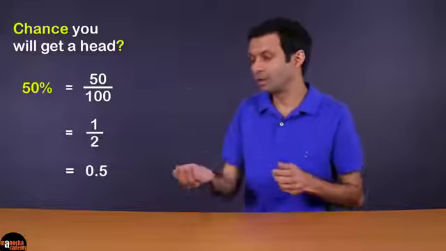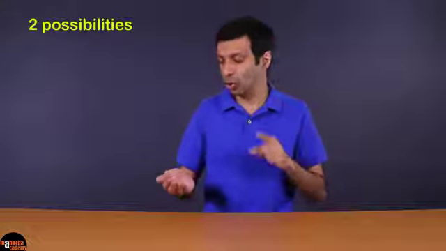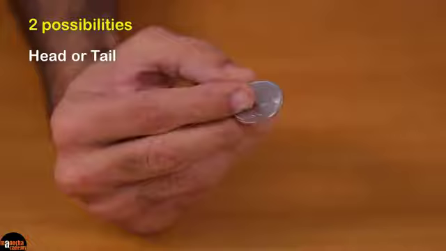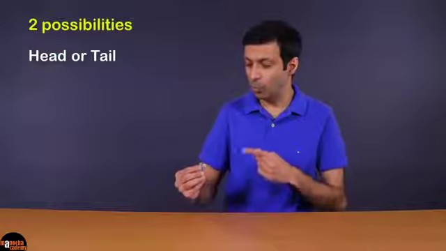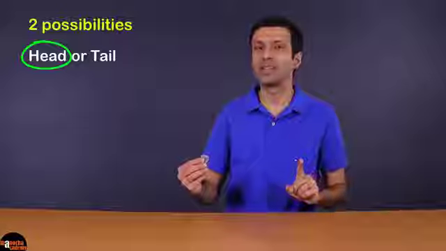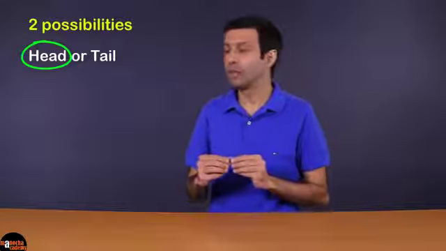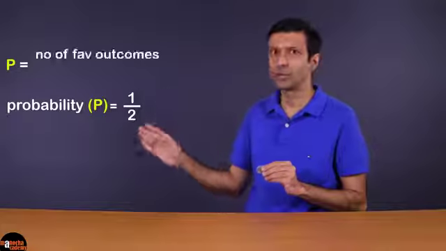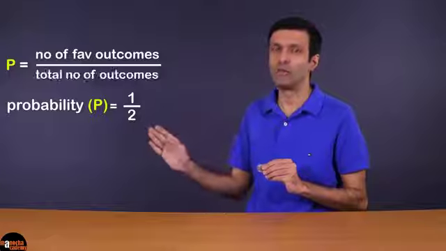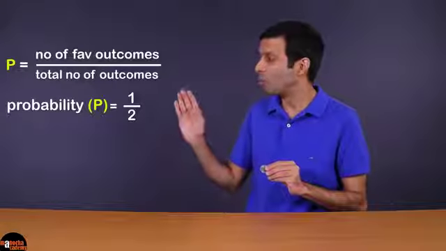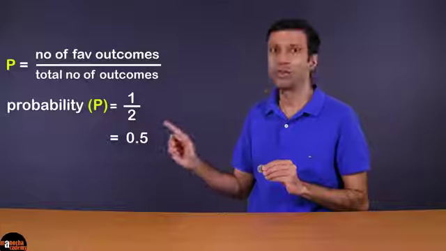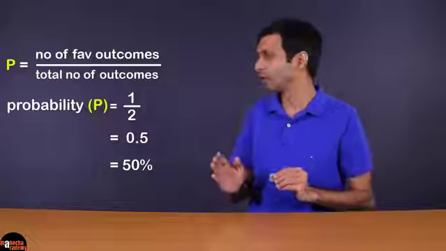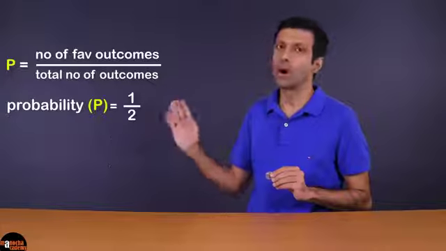Now when you toss a coin, there are 2 possibilities or 2 outcomes here. It could either be a heads or a tails. And we want heads. So one outcome is in our favor here. So probability of heads is going to be 1 by 2. The number of favorable outcomes divided by the total number of outcomes. So probability is 1 by 2 or 0.5 or 50%. Usually in probability, we use fractions. So we usually write probability as 1 by 2.